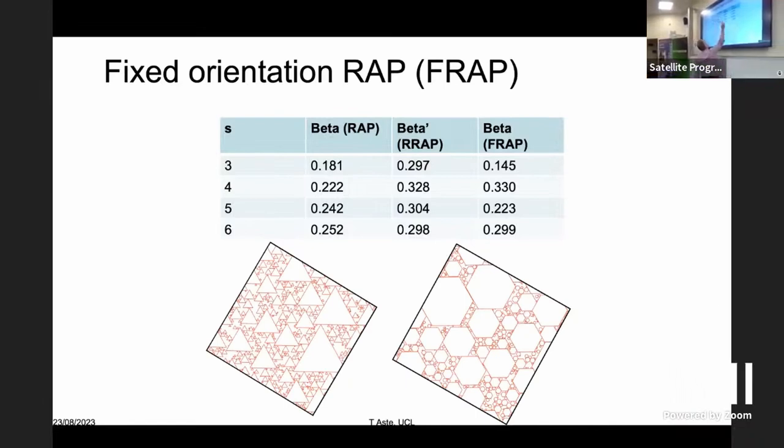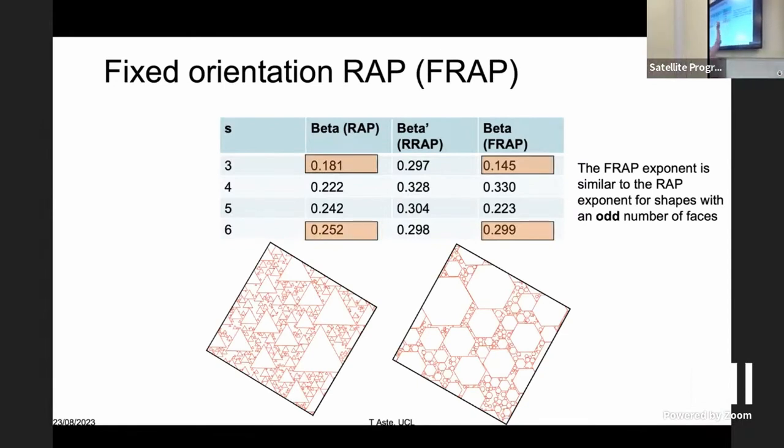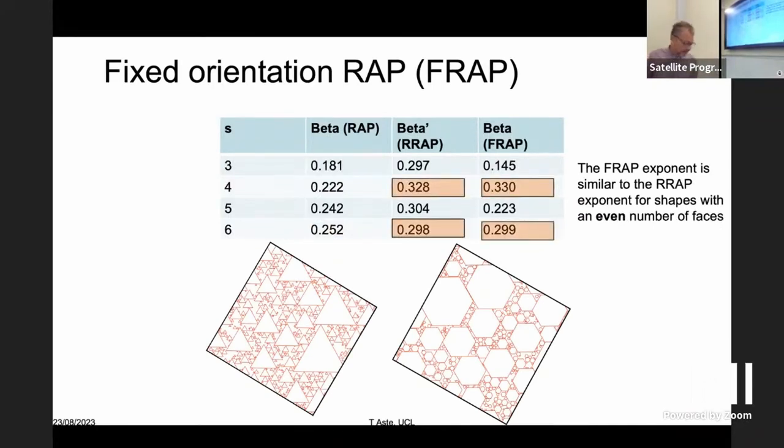This is the random, this is the random with rotation, this is the random with fixed orientation, four shapes. So triangles, squares, etc. And here there are some interesting facts that we can note. First of all, the exponent with the fixed orientation is similar to the one without orientation for triangles and hexagons. And instead, the rotational is the same for squares and hexagons.